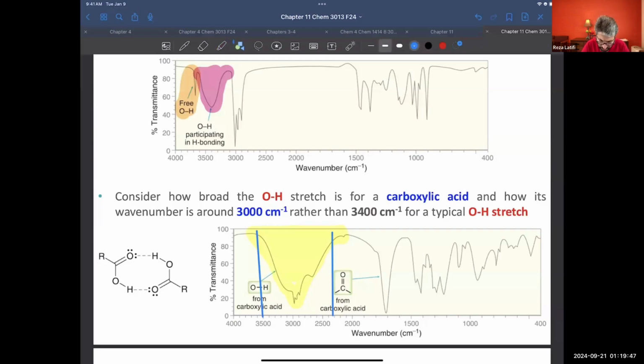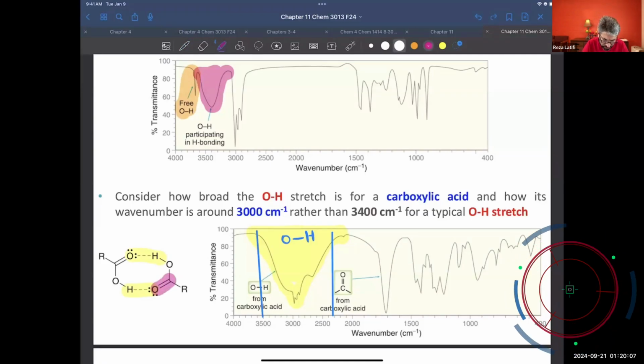So I'm going to say we have OH. And as you see here, we have two sites for hydrogen bonding. One is here, and the second is there. And of course, because we have a carbonyl group here, let me highlight it in a different color, those carbonyl groups are going to show up somewhere there.